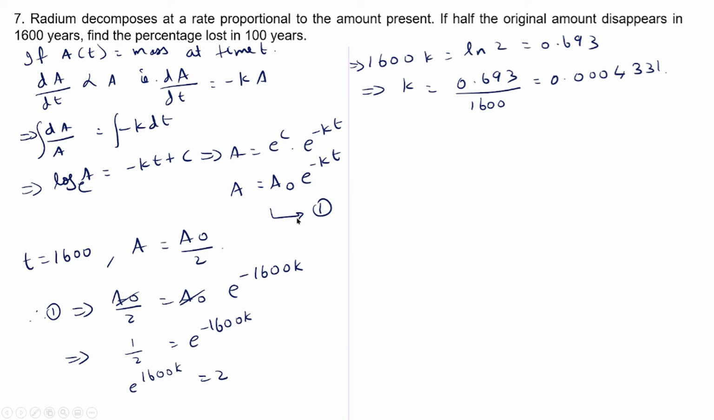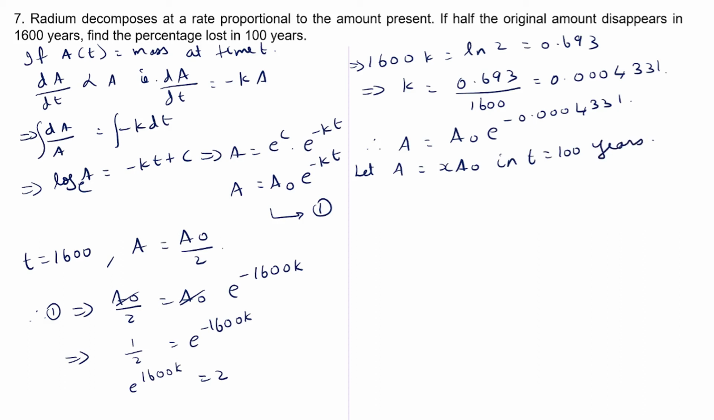So we have the model here. Therefore A equal to A naught into e raised to minus 0.000433 t. Now we need to find the percentage lost in 100 years. So let us take, let A equal to x into A naught in t equal to 100 years. This is t, okay.